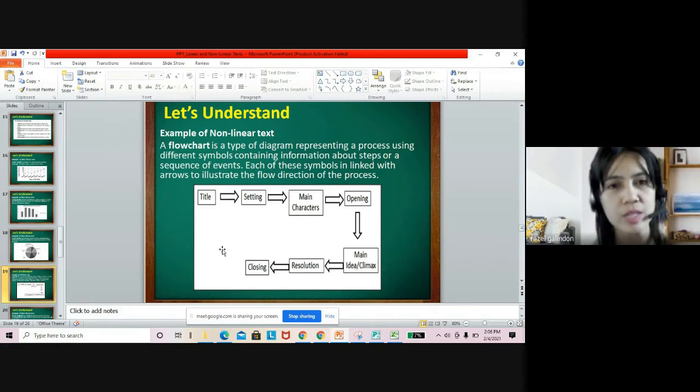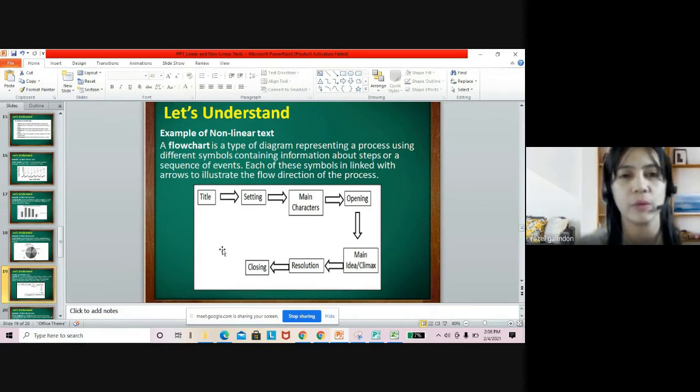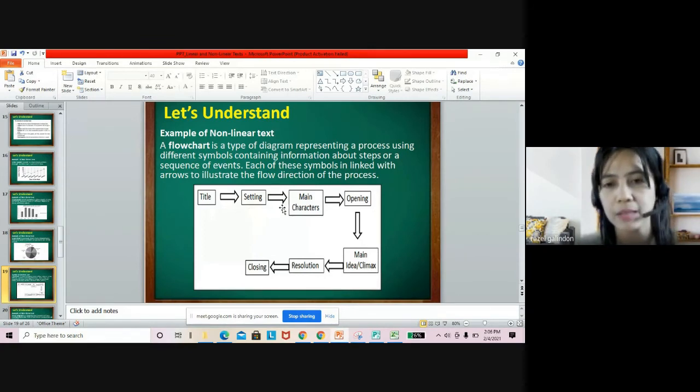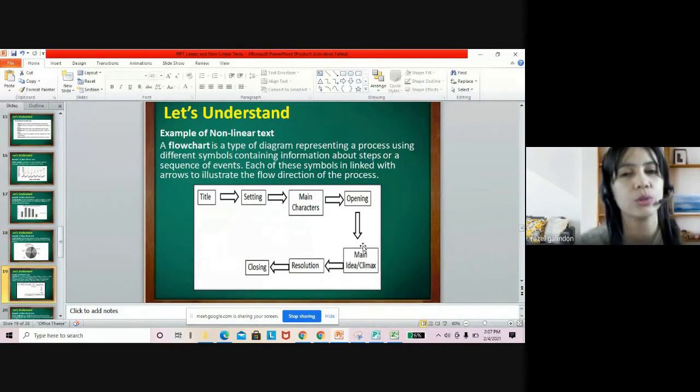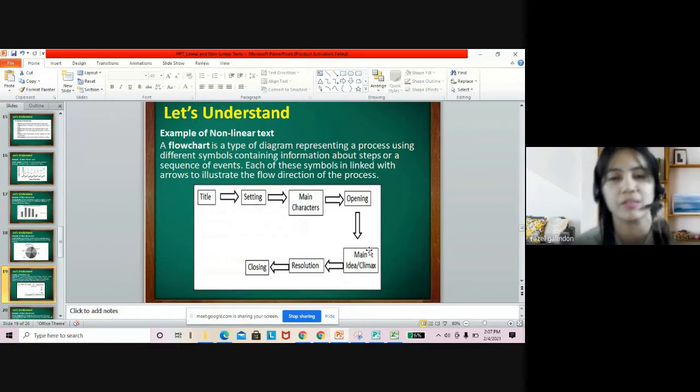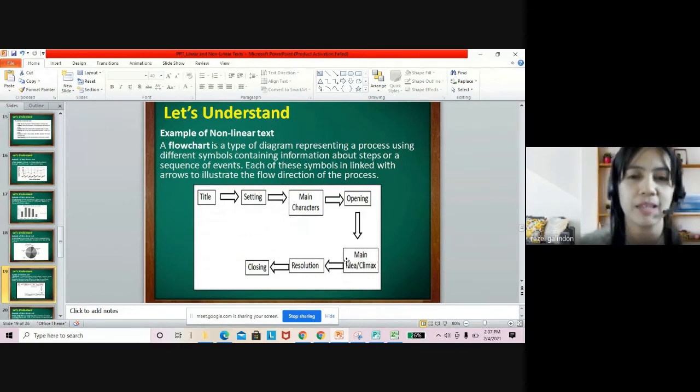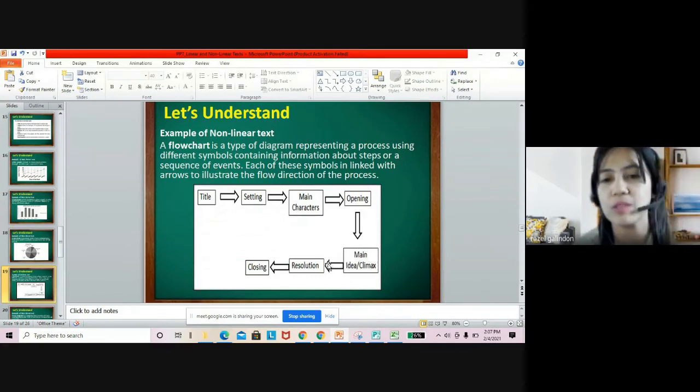So we can use this flowchart to identify the elements of the story. Like here in our example, it begins with the title. What is the title of the story? Then going to the setting, the time and the place where the story happens. Then the main characters. Then the opening, or how the story begins. Then going down to the main idea or climax, the highest point of the story or the most interesting part of the story. Then after that, the arrow goes to the resolution.